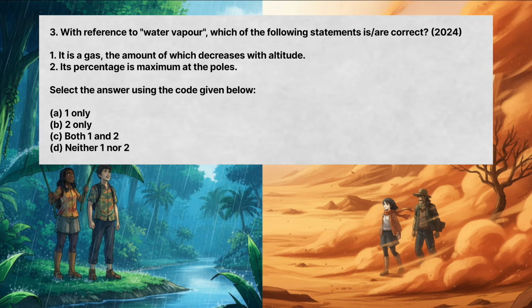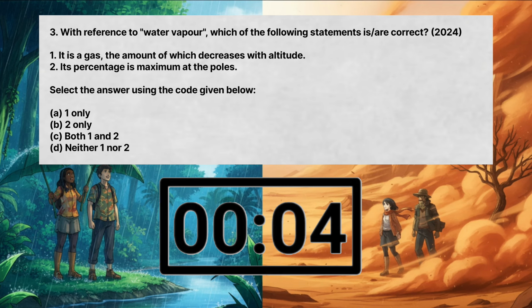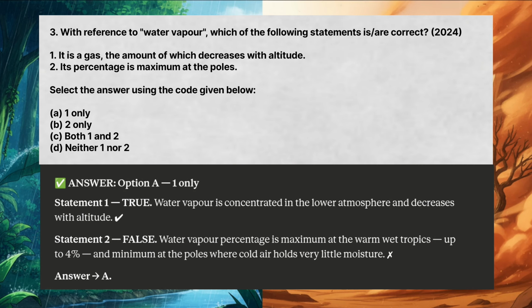Option A, 1 only. Option B, 2 only. Option C, both 1 and 2. Option D, neither 1 nor 2. Pause 5 seconds. Answer, option A, 1 only.